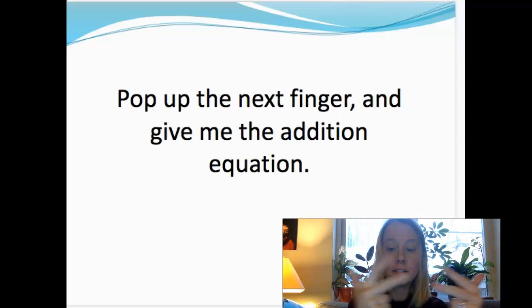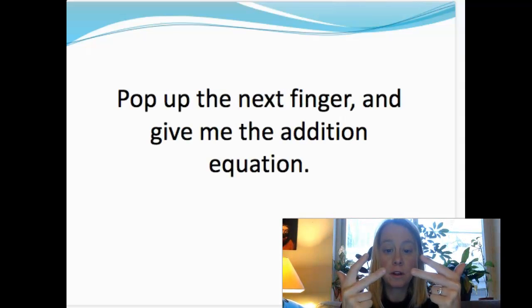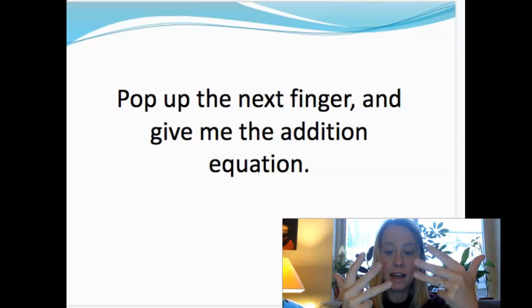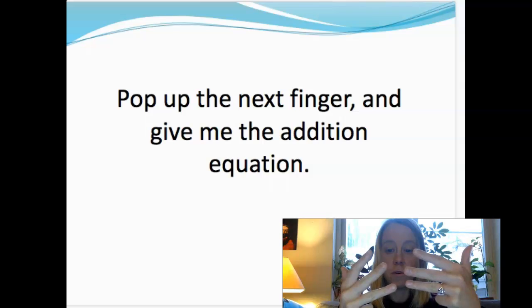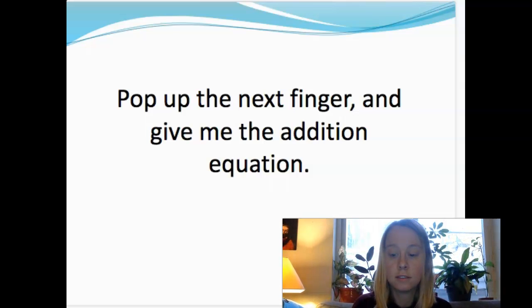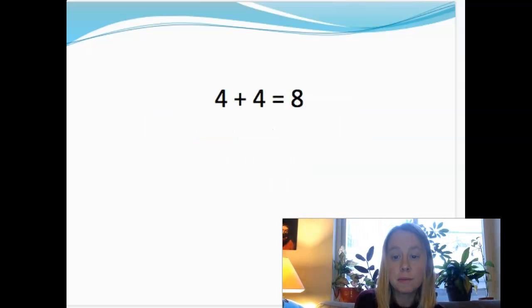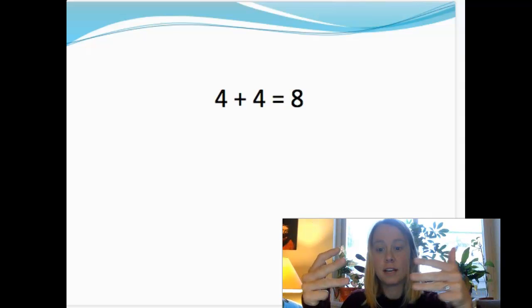So we have 3 fingers up. Now we're adding a 4th finger up. What do we have now? Look at your fingers and count. 4 plus 4 equals, that's right, 4 plus 4 equals 8. 4 fingers on each hand. I bet you can guess what's coming next.